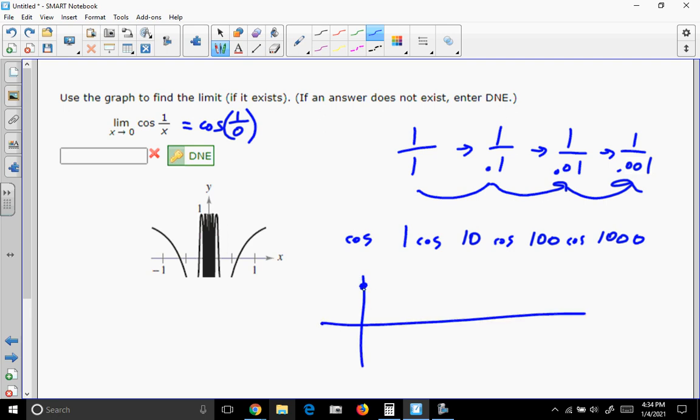If we look at a cosine wave, the cosine wave does this. It goes back and forth, back and forth. It has a maximum of 1, a minimum of -1, but it constantly oscillates.